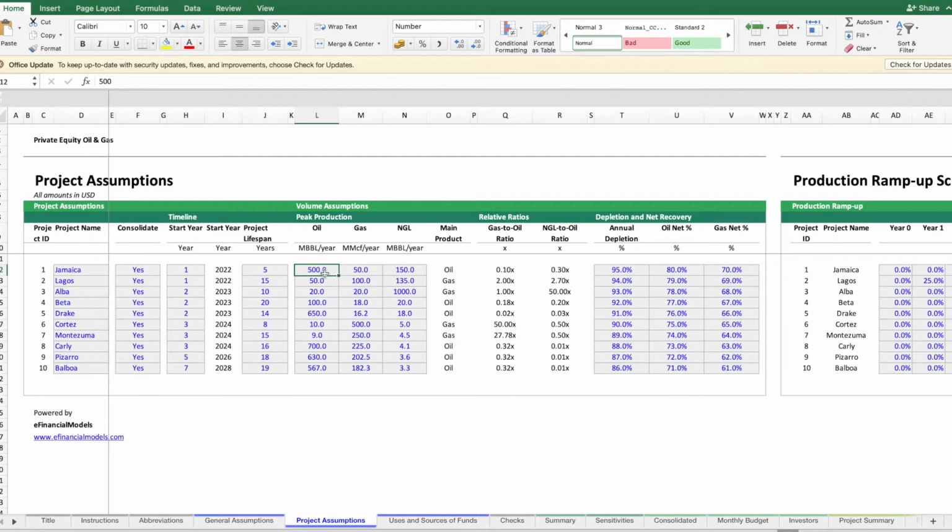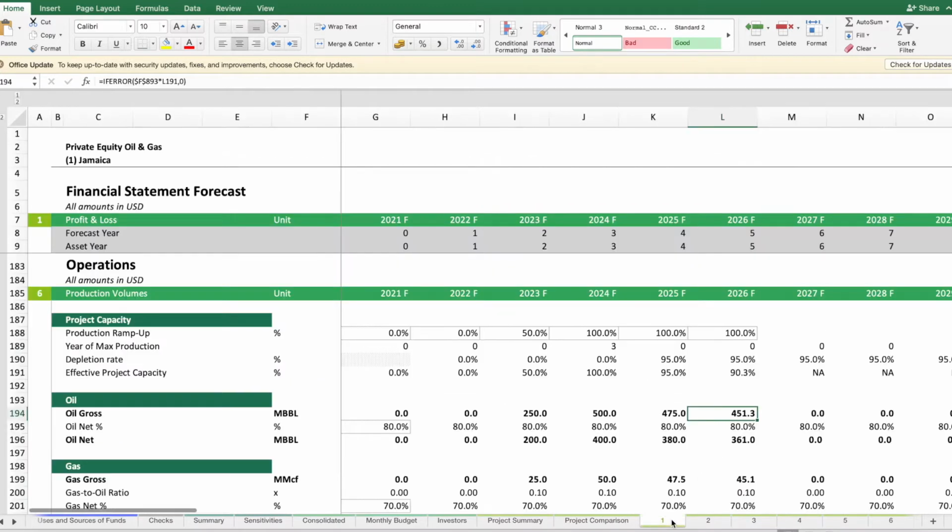These are the assumptions, and then we also go to the production assumptions. Here we have oil, gas, and natural gas liquids. We need to define the peak production and also the annual depletion rate. The way it works, if we go to one of the project sheets, is that we use several years for the exploration and drilling. Then we ramp up the production, and here we peak. Then every year there is a depletion factor, so production slowly depletes.